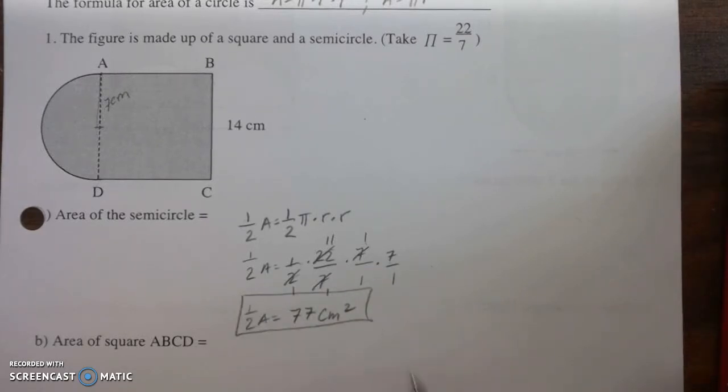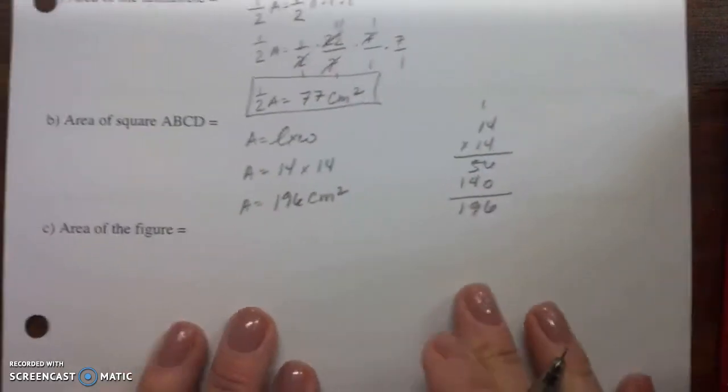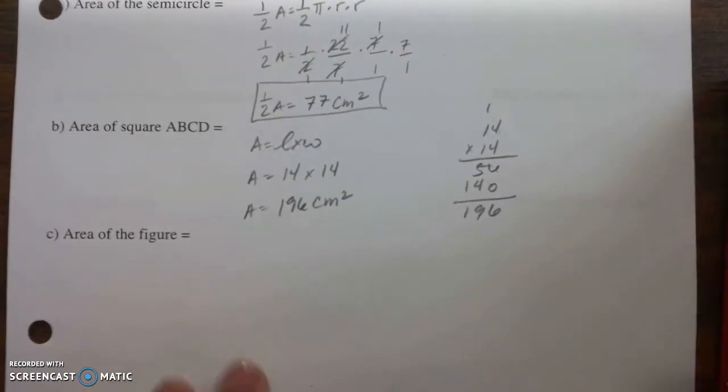Then we need to find the area of the square, and that one's nice and easy. It's just length times width, which is 14 times 14. We'll do that math over here. 4 times 4 is 16. 4 times 1 is 4, plus 1 is 5. Then 1 times 4 is 4, and 1 times 1 is 1. And we get 196 centimeters squared. Oops, I forgot to move it up. I'm so sorry about that.